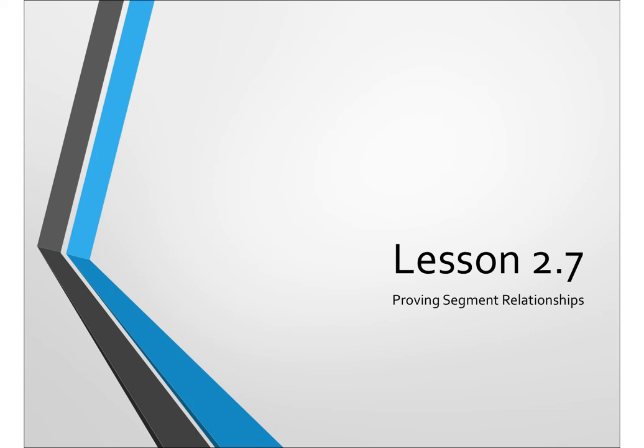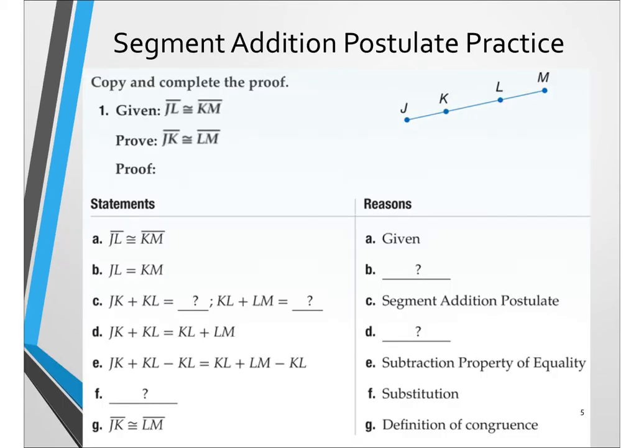All right, hi guys. So this is lesson 2.7, proving segment relationships. This video is going to be just the 3 proofs we did in class. So it's not going to have any of the other definition stuff that you can find in your textbook. This video is only the proofs. Let's get started.